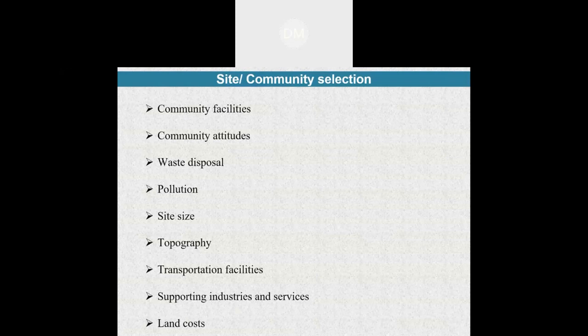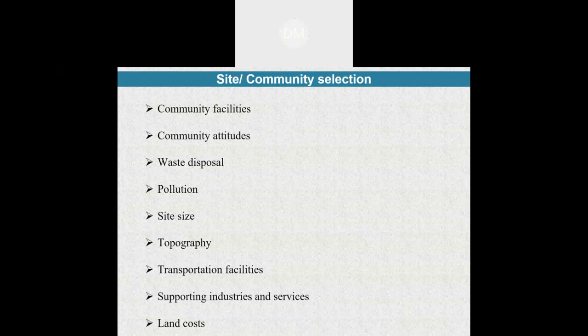So from our product point of view, our waste falls in which category, solid, liquid or gaseous, and which techniques we have applied for treatment of the waste material. Okay, then pollution, then site size. The plot of land must be large enough to hold the proposed plant and some other facilities, parking facility, access facility, and provide room for future expansions.